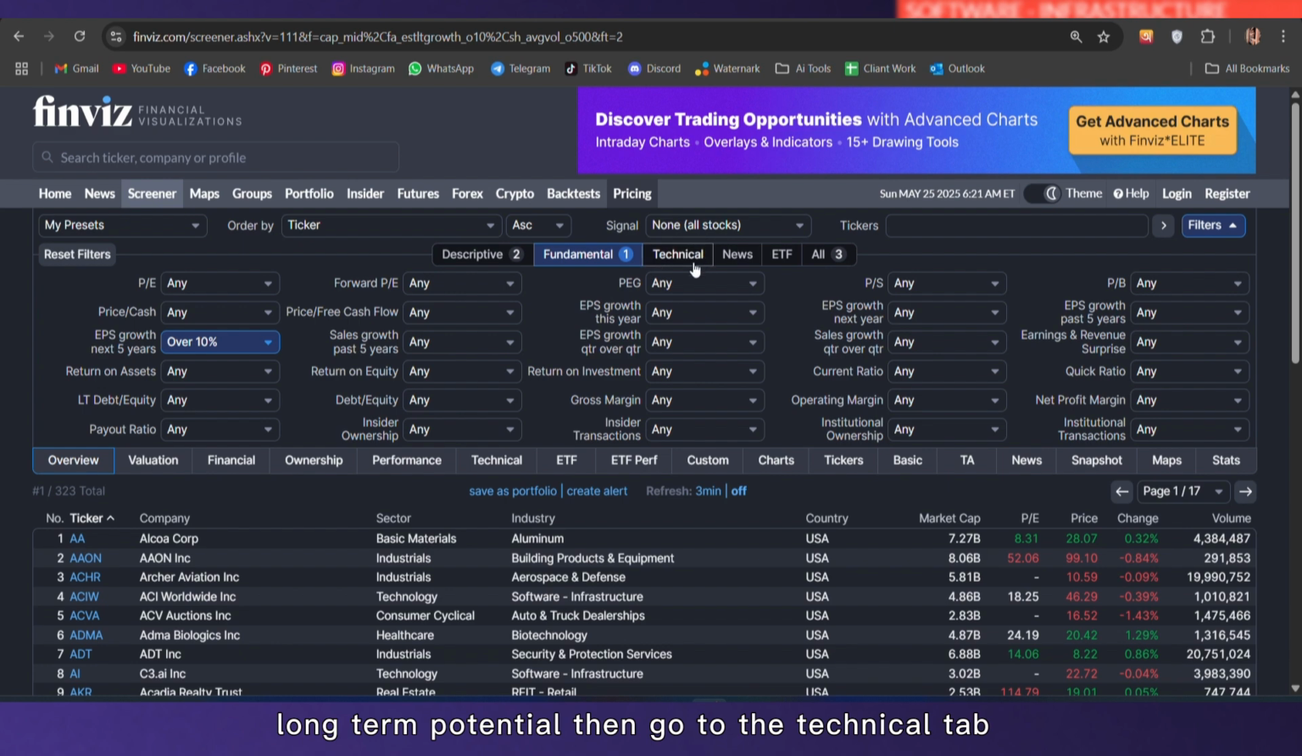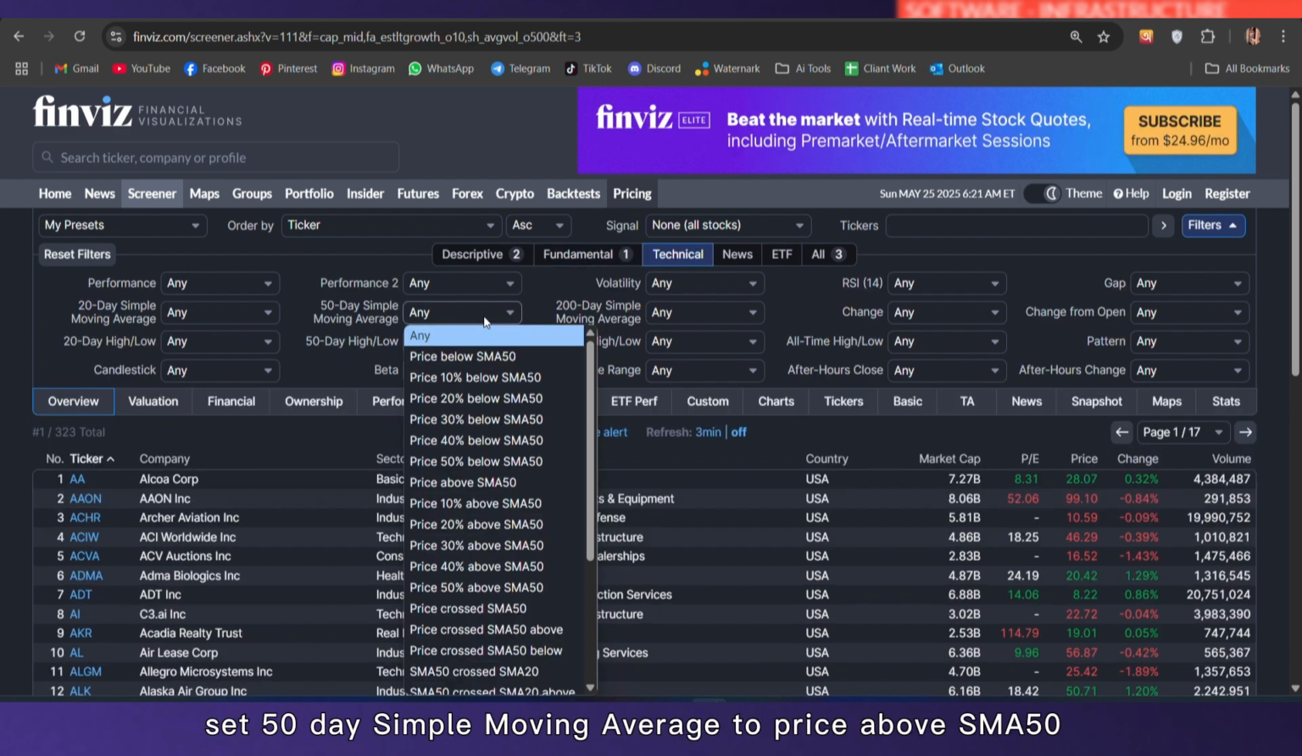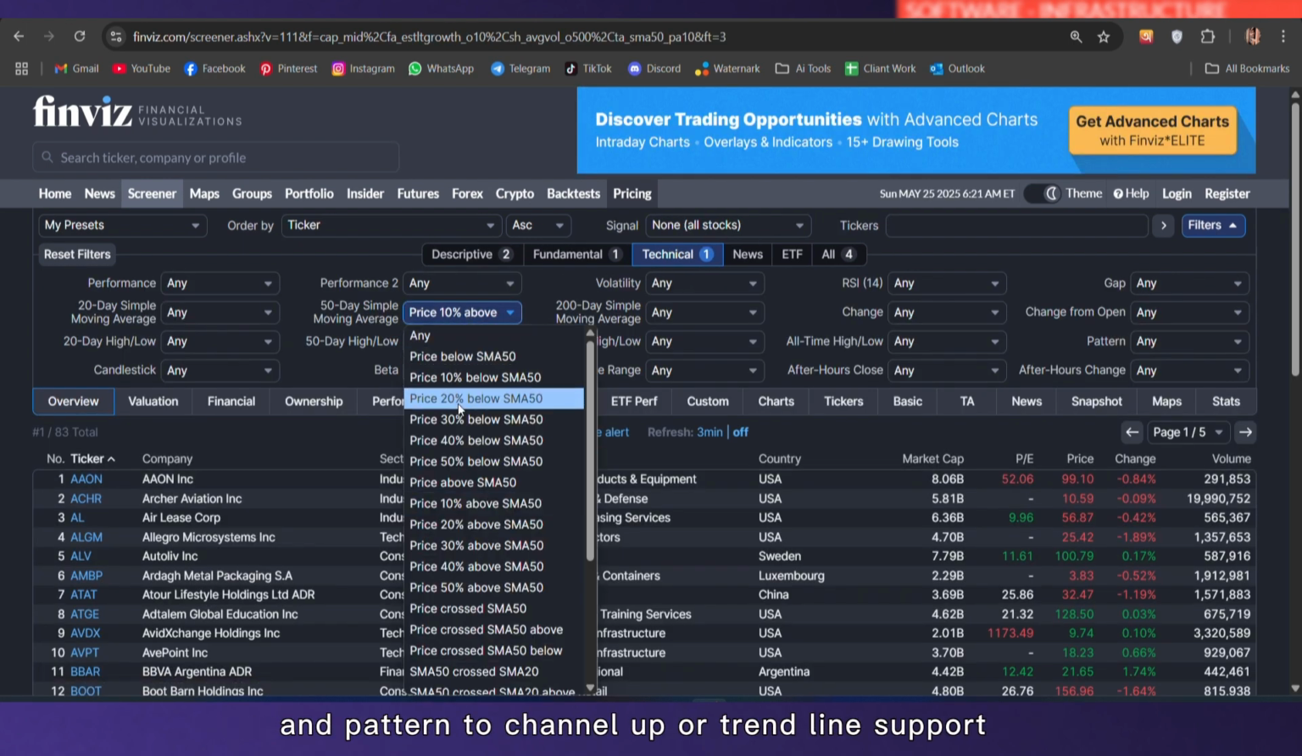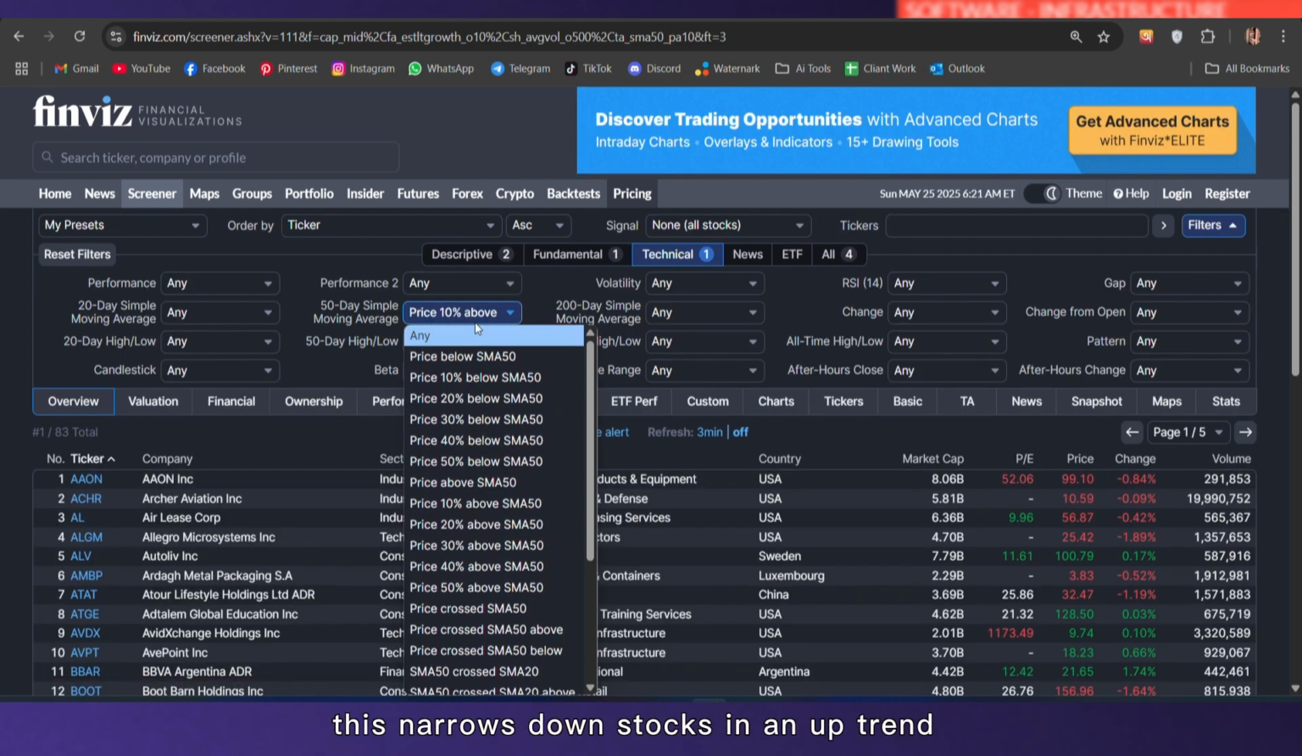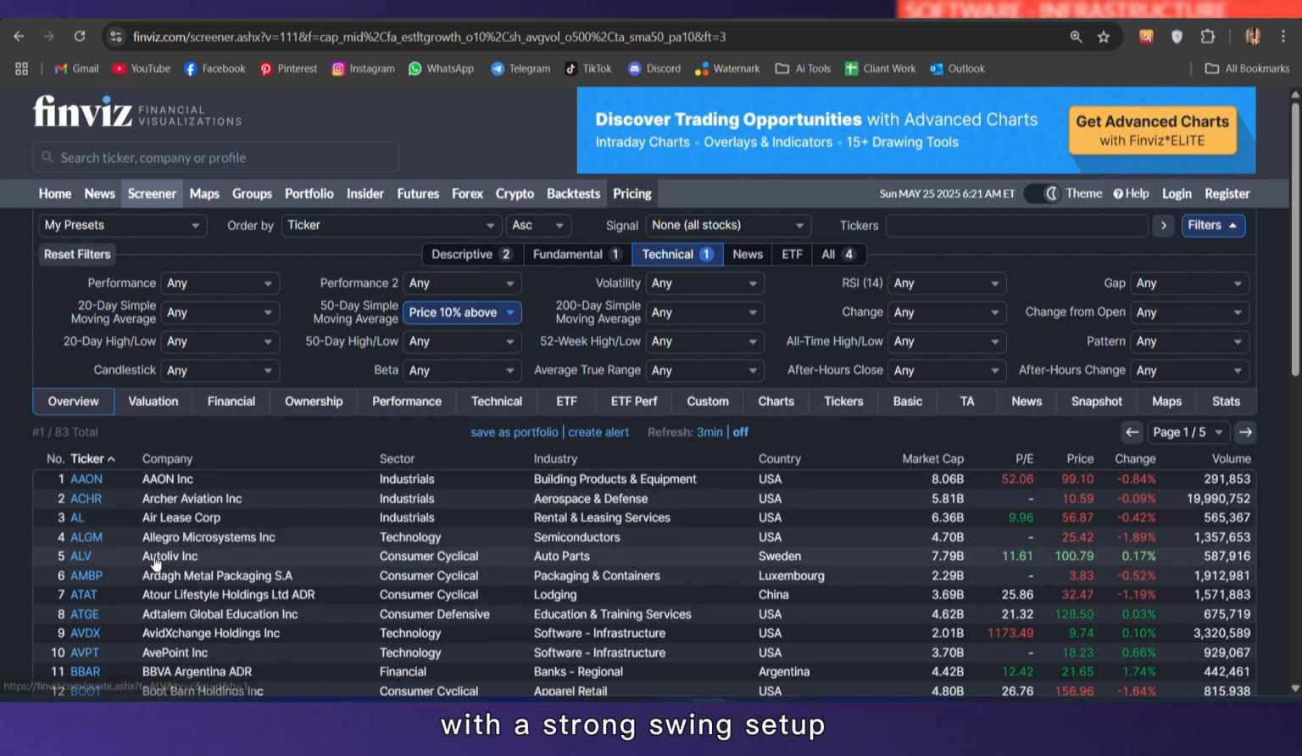Then go to the Technical tab. Set 50-day simple moving average to price above SMA 50 and pattern to channel up or trendline support. This narrows down stocks in an uptrend with a strong swing setup.